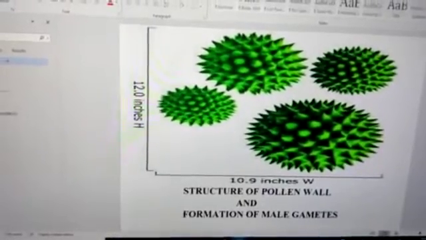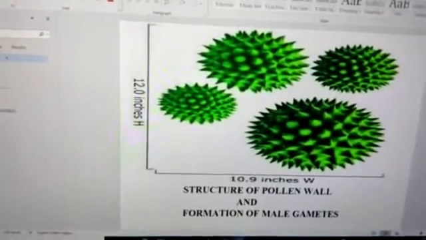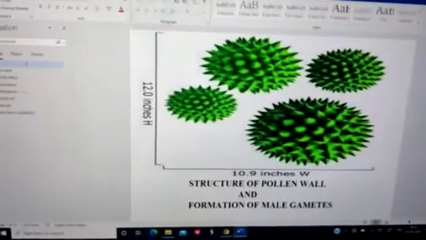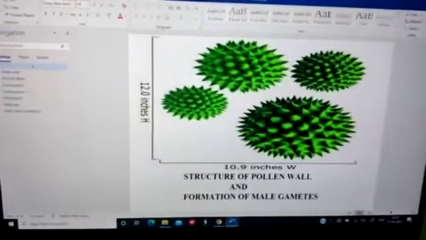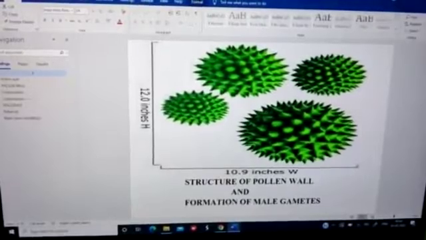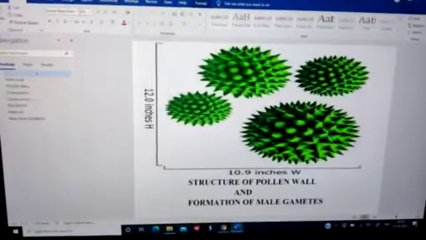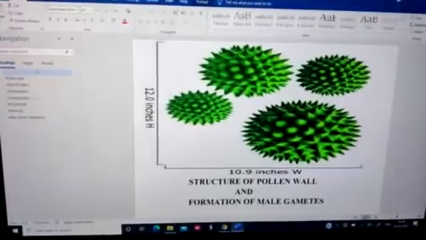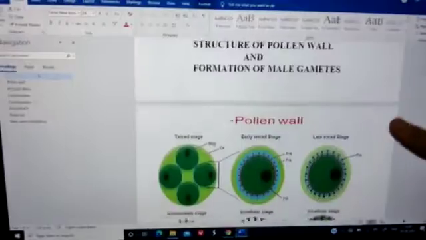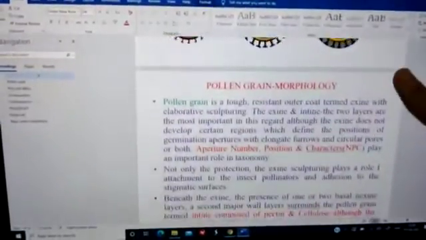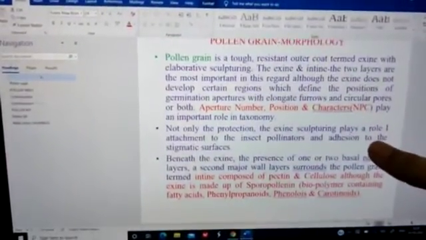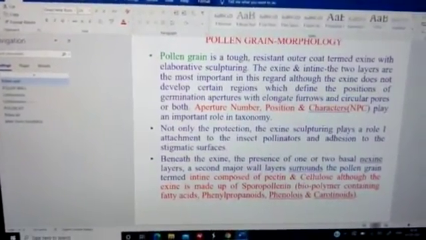As you can see in these pictures, the green balls are all pollen grains, showing variously sculptured walls. This sculpturing is also species specific, and the pollen grain is made up of two walls, outer and inner. The outer one is called the exine and the inner is called the intine. The outer exine is variously sculptured and it is not continuous all over the surface of the pollen grain, but it is lacking here and there.